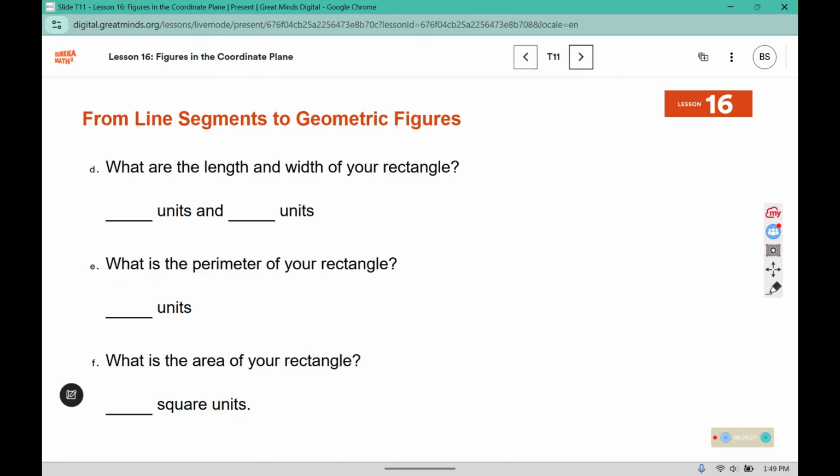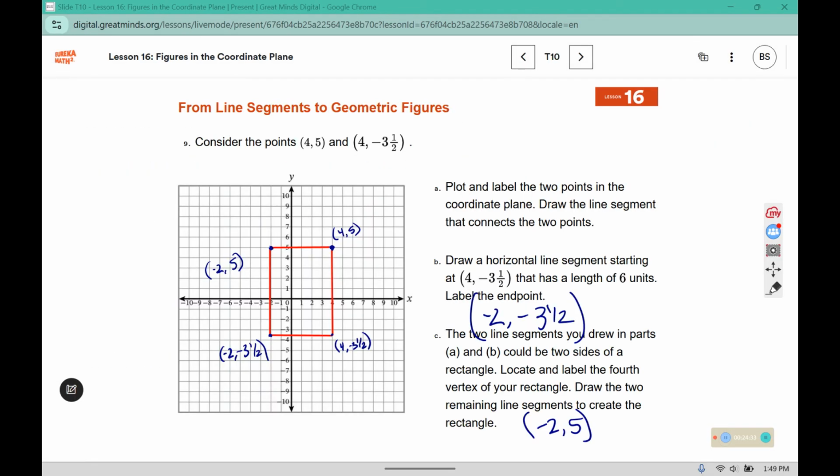What are the lengths and widths of your rectangle? Well, we had a length of 6. It told us that there. And this was 1, 2, 3, 4, 5, 6, 7, 8, and a half.